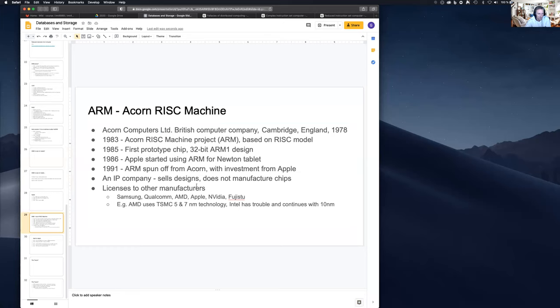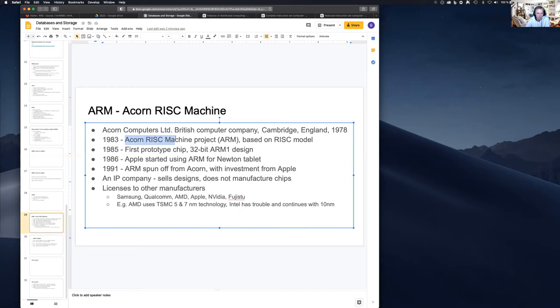So who is ARM? ARM is a spin-off. There was a company called Acorn Computers, a British company, which got split in 91. And it got funds from Apple and another company, and they spun off from Acorn. And Acorn was an acronym for one of the projects which they did, called Acorn RISC Machine, which was the acronym ARM.